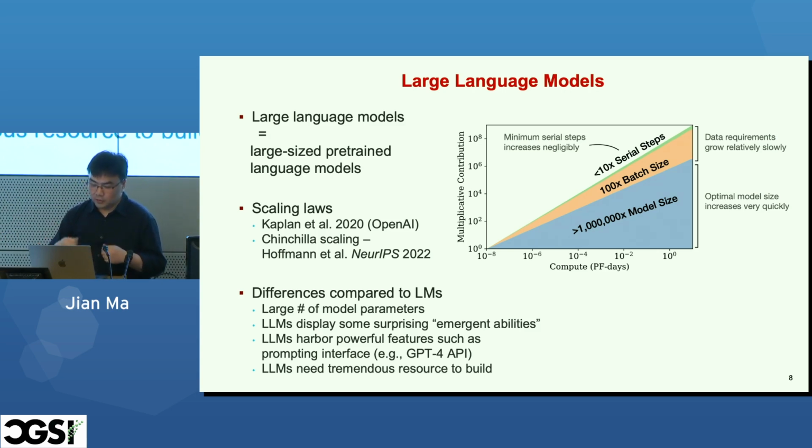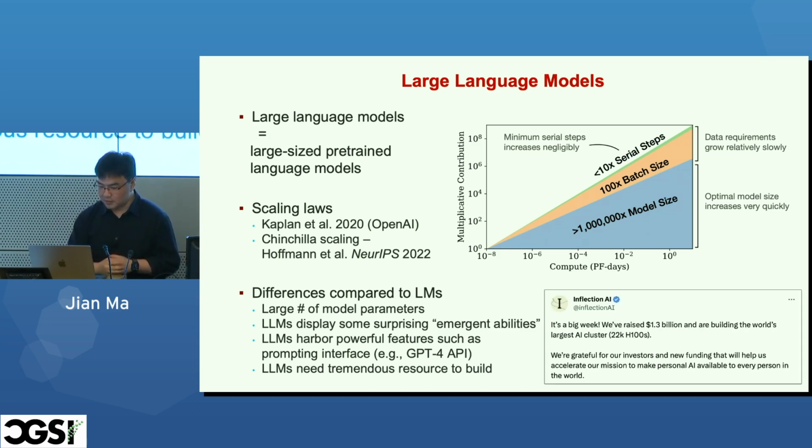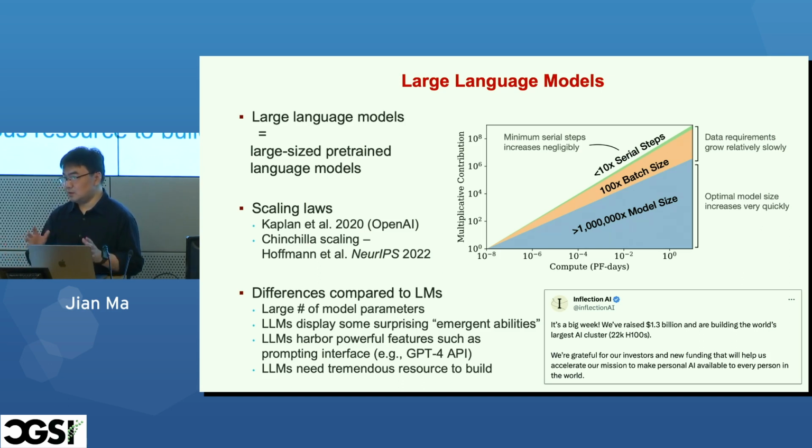Through prompting, you can actually derive your own applications and models. This is also a very important aspect, and large language models need tremendous resources to build. I just found a recent announcement from a company called Inflection AI, and they said, oh, it's a big week. We have raised 1.3 billion and are building the world's largest AI cluster, with 22,000 H100s. The current retail price for an H100 is about $40,000 to $50,000. So if you do the math, this is over $1 billion just to build the GPU cluster.